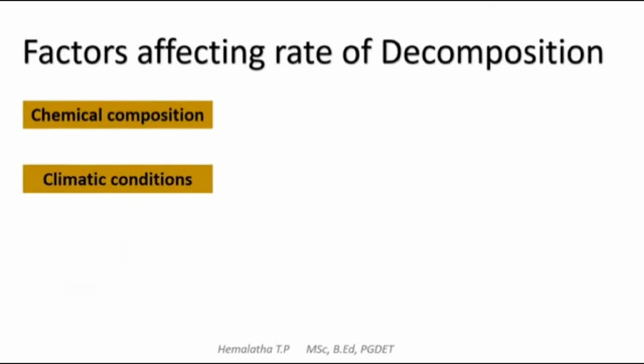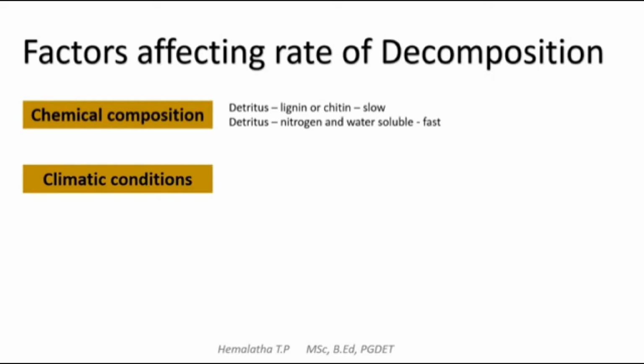Some factors will affect the decomposition process, like chemical composition and climatic condition. If the detritus has hard compounds like lignin or chitin, then the process will be a little slow. Since these chemicals like lignin and chitin are harder and it is difficult to break them down into simpler molecules, it will take a little longer. But if the detritus contains nitrogen and water soluble components, then the process of decomposition will be a little faster. So it depends on what type of chemical the detritus has.